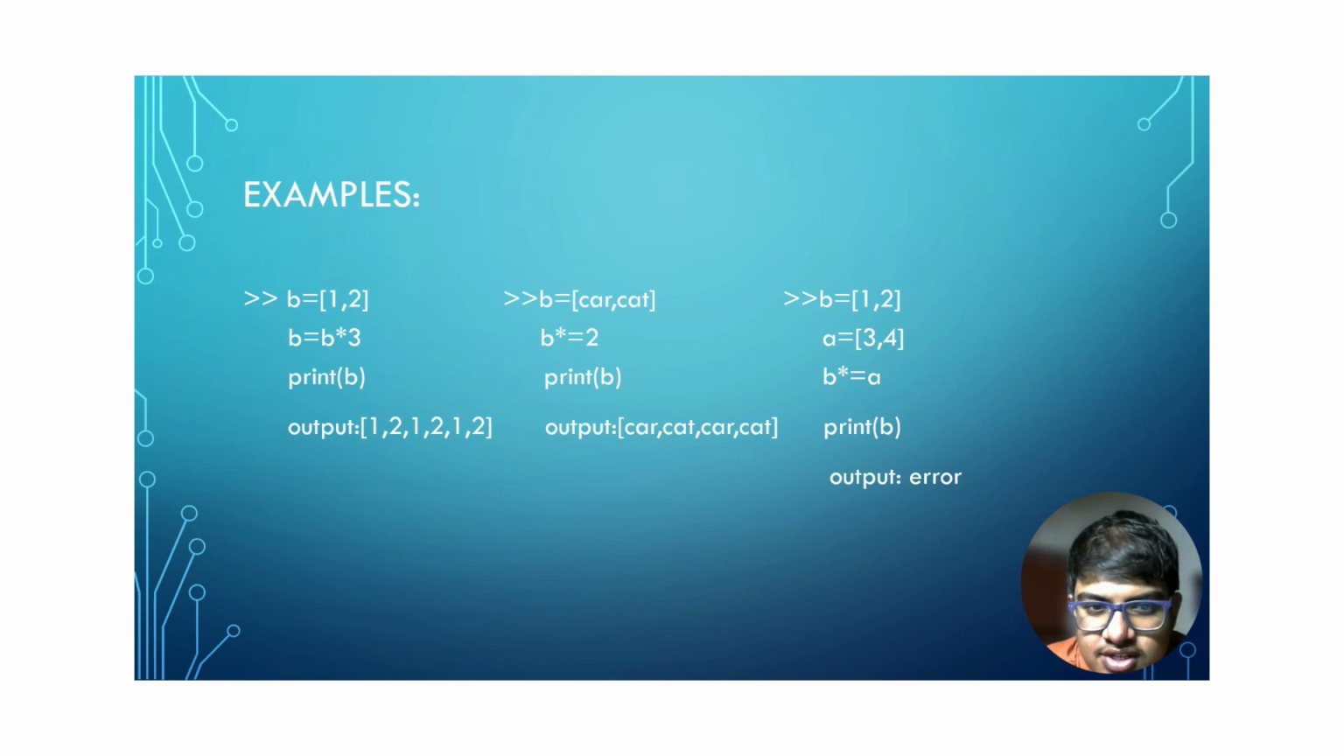As you can see, the condition about replication is that a list can only be replicated with an integer value. It cannot be replicated with another list. If you give B is equal to B times B, as a list of 1, 2 and A as a list of 3 and 4, if we try to replicate it, we get an error because it is not possible.